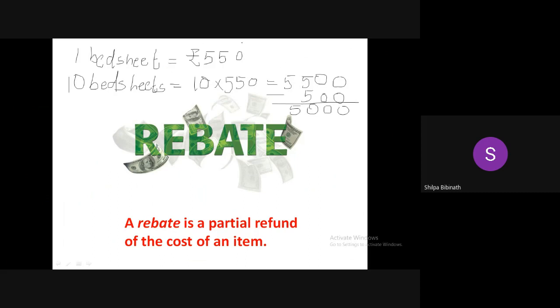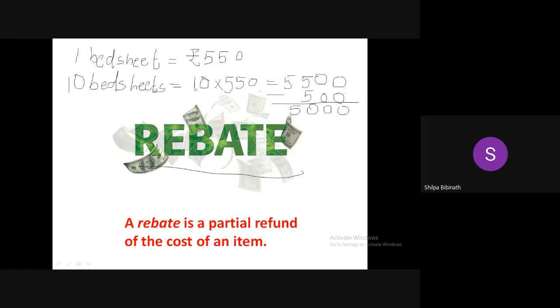Did I get any discount, or did the shopkeeper give me back some money? No, I'm not getting any discount, but here you're getting some money as a refund. So that is called a rebate. It is a partial refund of the cost of an item. Discount means for everyone, but rebate will not be applicable for everyone. It depends upon the shopkeeper, upon the quantity you're buying and also on promoting something.